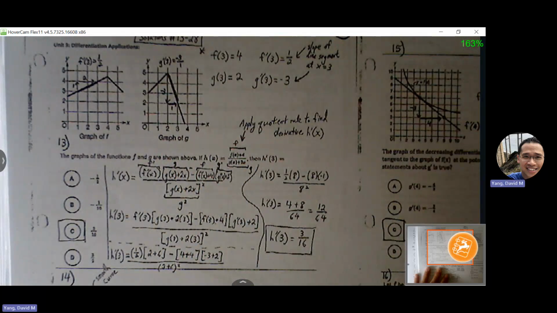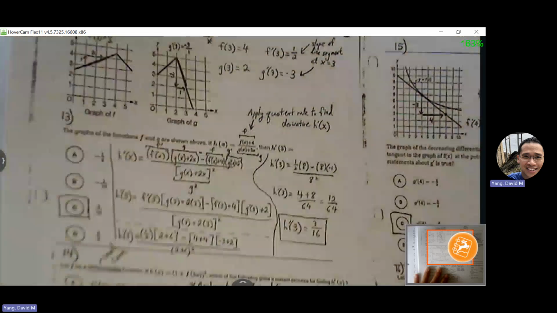And then it's just a matter of plugging in all those numbers, combining it, and trying to get it down to an answer choice that matches the correct one, 3 over 16. Number 14, also recognizing the need for the appropriate derivative rule. It's going to be chain rule, nested chain rule here. So see if we can try 14.